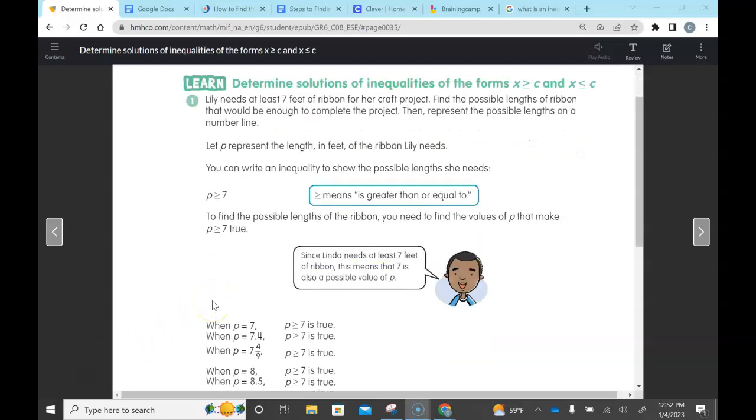So the inequality that would represent this would be P is either greater than or equal to 7. Okay, so whenever we see that line underneath the greater than or less than sign, that means equal to. All right, so to find the possible lengths of the ribbon, you need to find the values of P that make P is greater than or equal to 7 true.